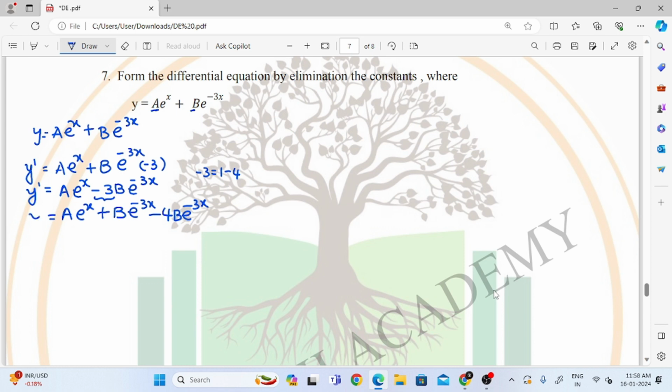Why did we write it like this? To make y dash. Now you can see that a e raised to x plus b e raised to minus 3x is nothing but our y actually. So in this place we can write y minus 4b e raised to minus 3x.